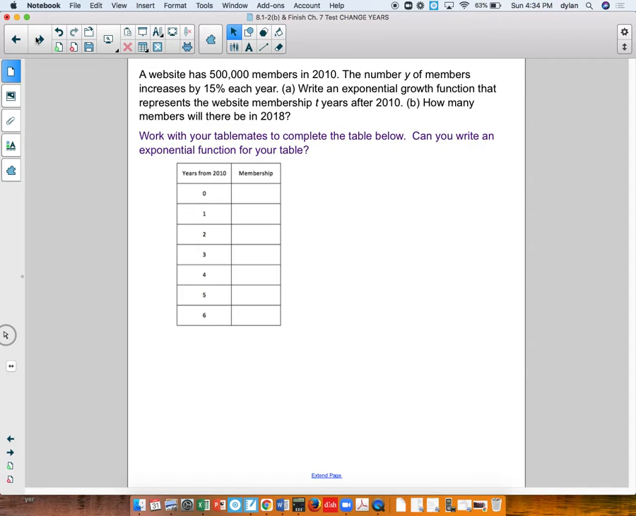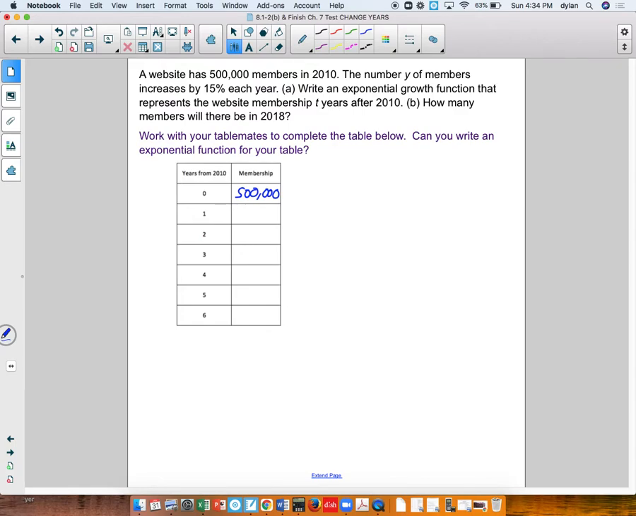So our goal is to write an exponential growth function that represents the website membership in t years after 2010, and then determine how many members there were in 2018 based on our model, because then we could verify if our model is actually working properly so that we could predict future membership. So if we were to make a table of values, in year 0, we would start with 500,000 members. And then our membership is growing by 15% per year.